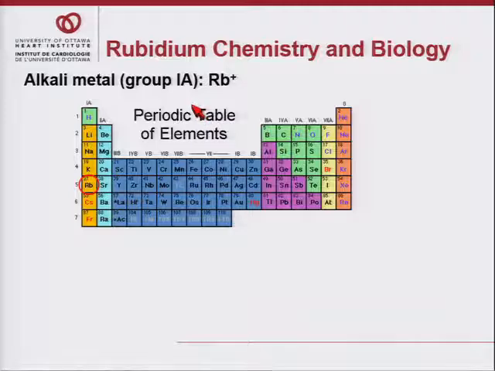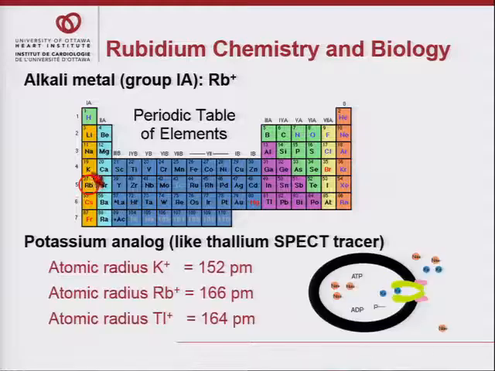I'll go through a few slides describing what rubidium is and why it is useful for perfusion imaging. It's a column 1 metal, and you'll notice it's right below potassium on the periodic table. So it's in fact a potassium analog, with an atomic radius similar to potassium, and it behaves in much the same way as thallium, which is a SPECT perfusion tracer that many of us are familiar with. Its uptake is through the sodium-potassium ATPase, which is always pumping sodium out of cells with an intact cell membrane and potassium in, and rubidium follows naturally through that potassium channel.